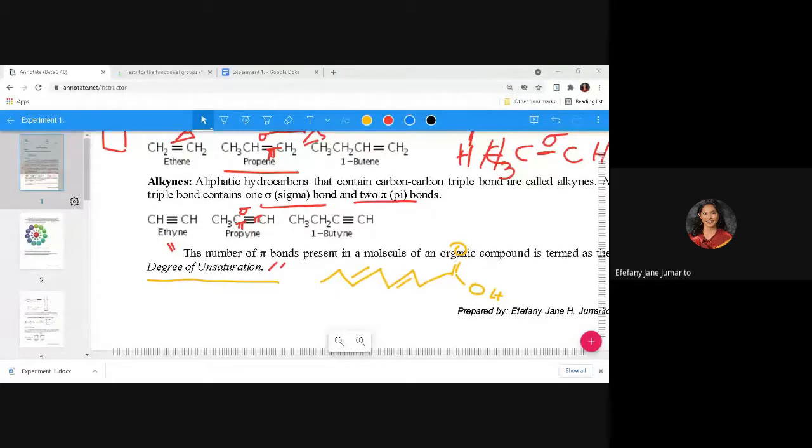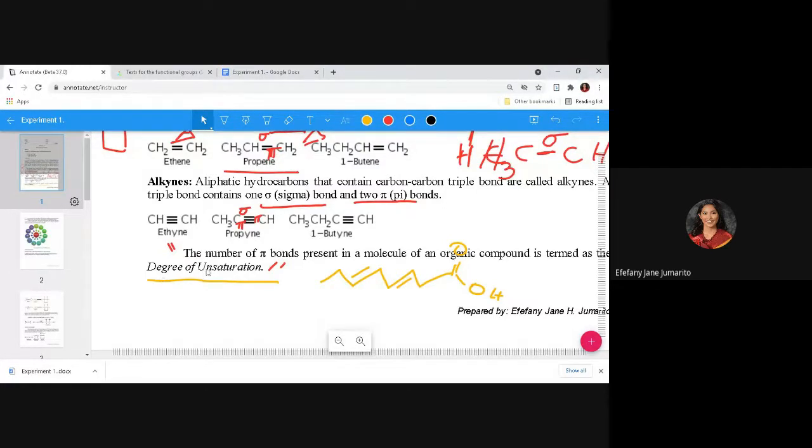Giselle. Okay, Giselle. Okay, Cristito. Okay, what is the degree of unsaturation? I like the rain. Okay, sige. Who can answer? Class?